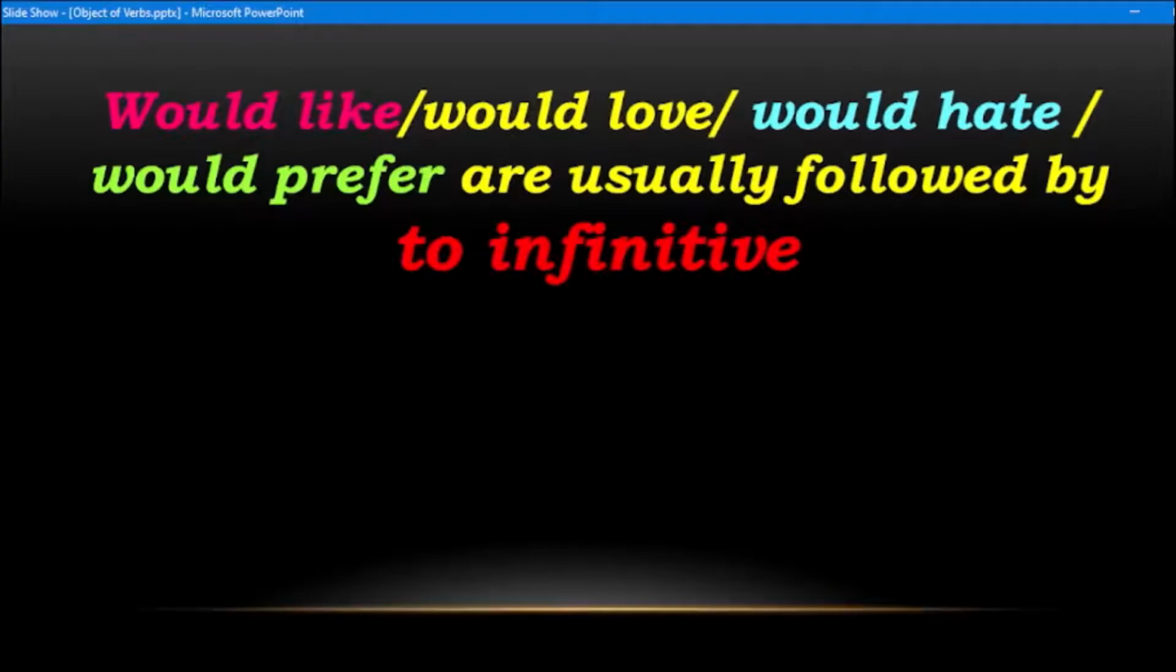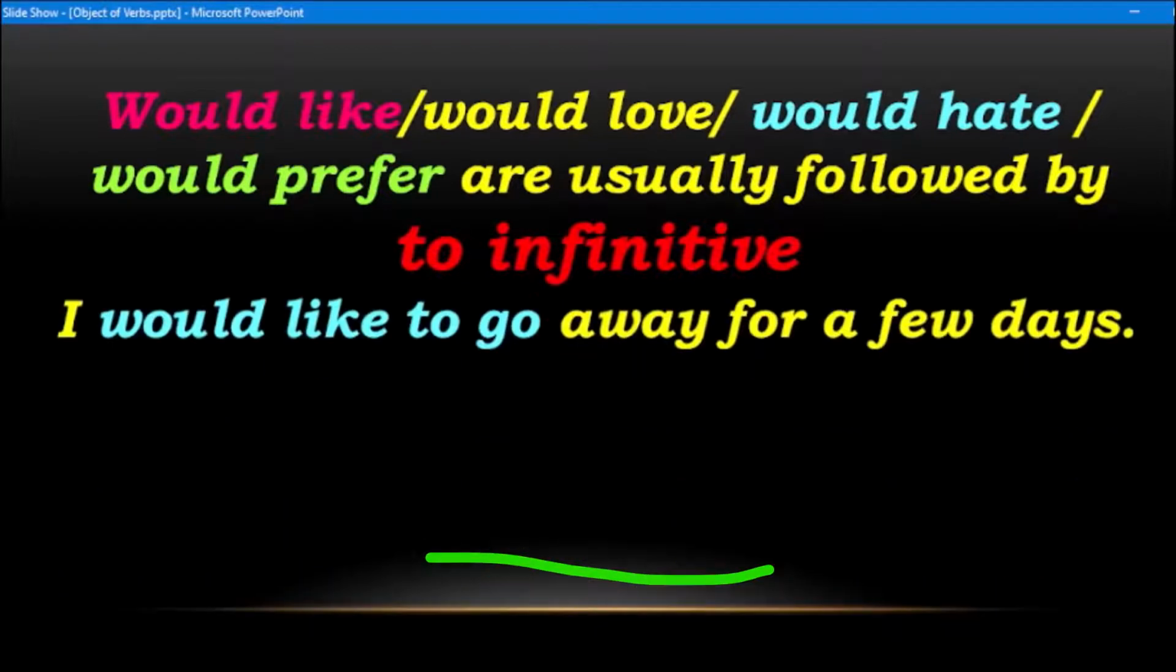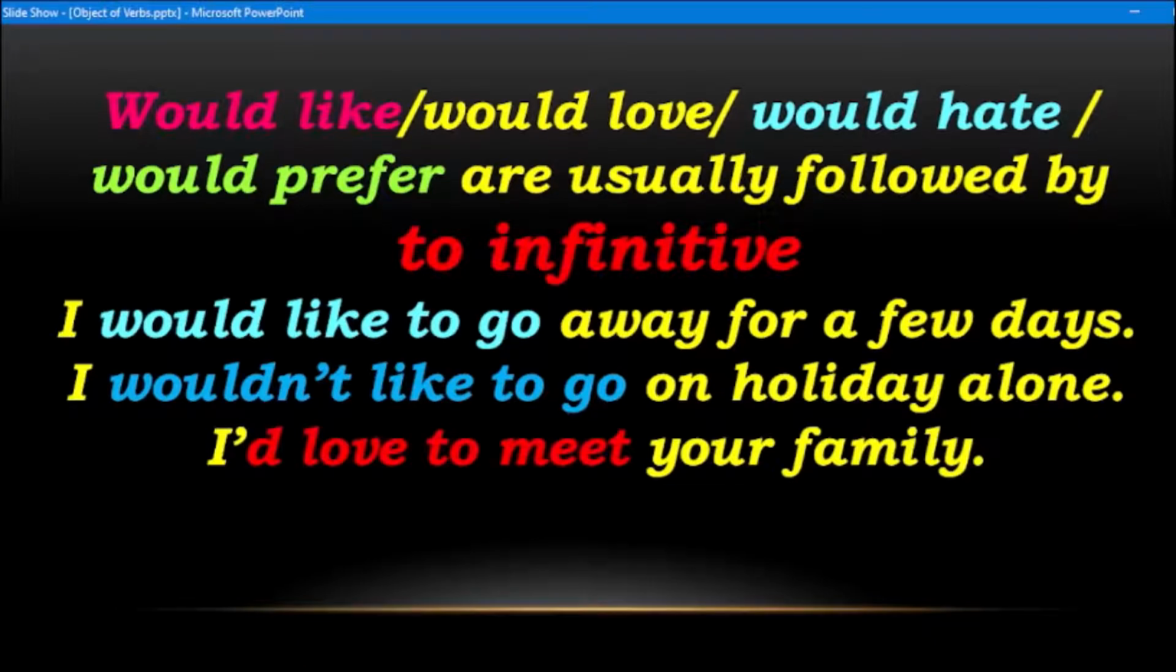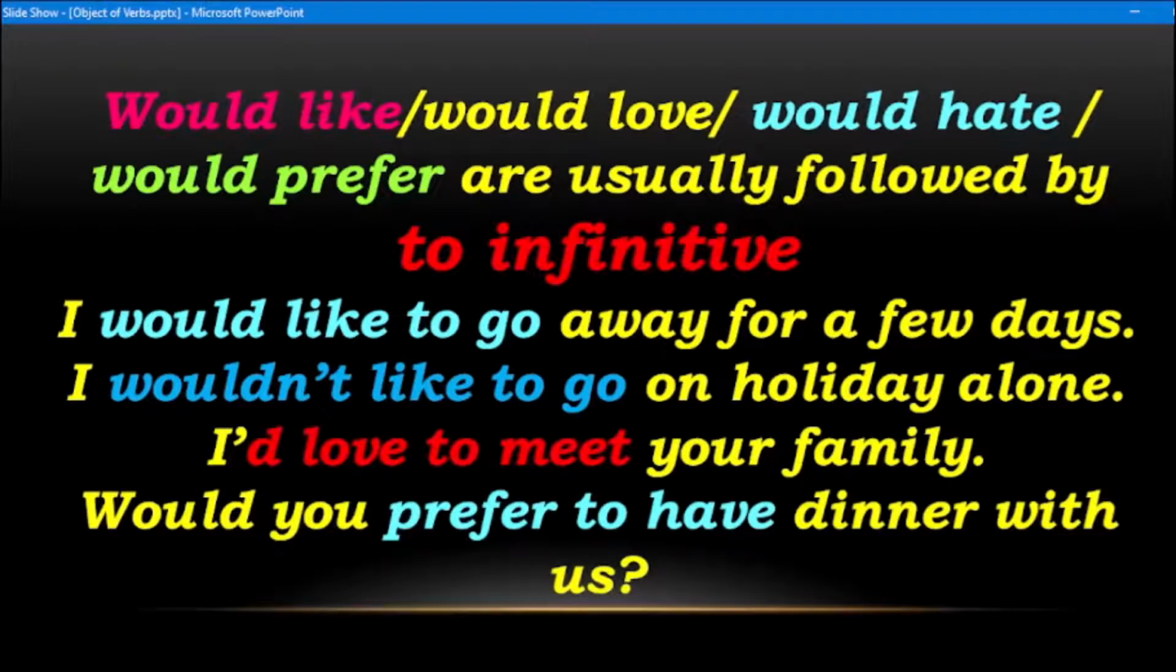Would like, would love, would hate, would prefer are usually followed by the infinitive. I would like to go away for a few days. Here we have would like, followed by to go. To go is your infinitive. I wouldn't like to go on holidays alone. Again, wouldn't like to go; go is your infinitive. The next one is the contraction, the short form. I would love to meet your family. To meet is your infinitive. Would you prefer to have dinner with us? Again, would like, would love, would hate are followed by the infinitive.